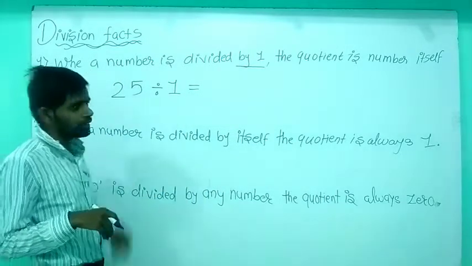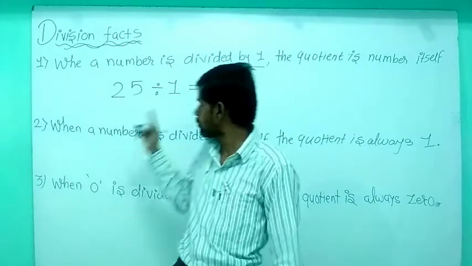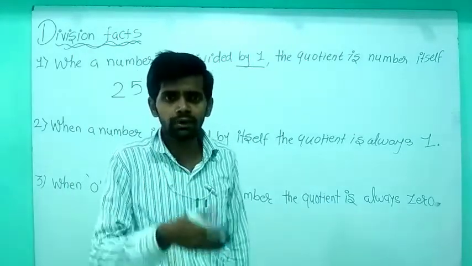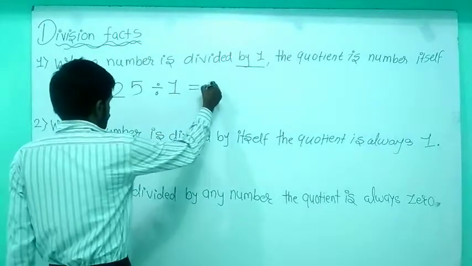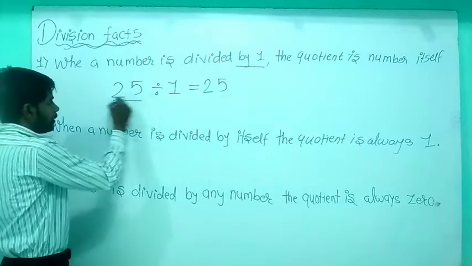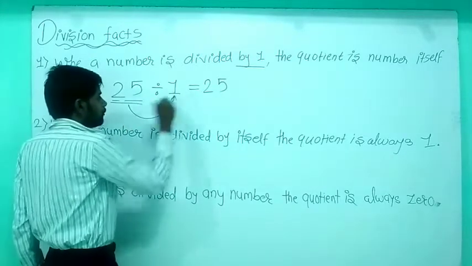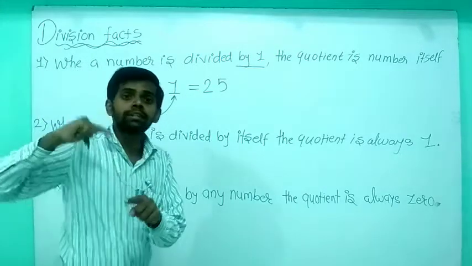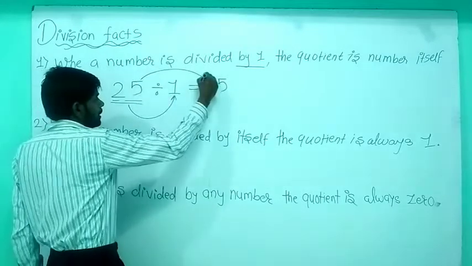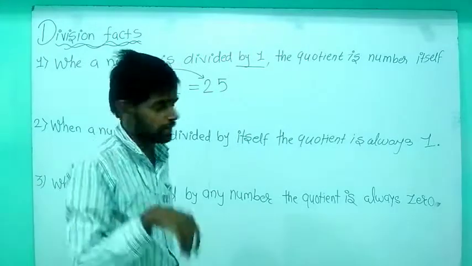25 is divided by 1, so always remember that 1 का table हमको 25 times पढ़ना पड़ेगा. Then only the 25 will come, है ना? So 1 twenty-fives are 25. So the number itself. When you divide a number by 1, the quotient, that means the answer of division, is the number itself. Number वापस आ जाएगा, ठीक है?